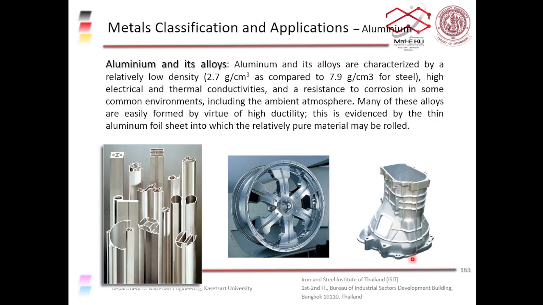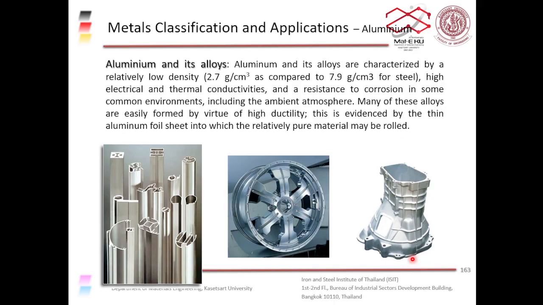Next are the aluminum alloys. Aluminum and aluminum alloys are famous for their low density. The density is about 2.7 grams per cubic centimeter compared to 7.9 grams per cubic centimeter for steel. It's about one third of the density of steel, so it is lighter.